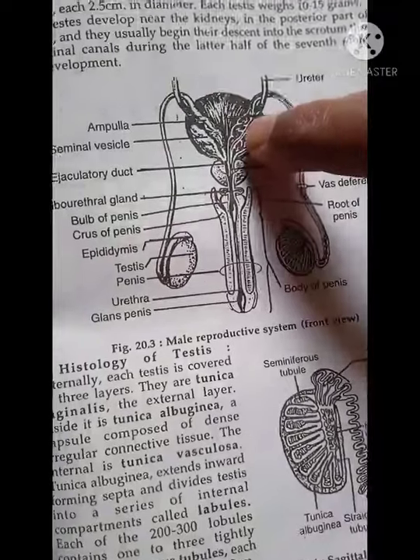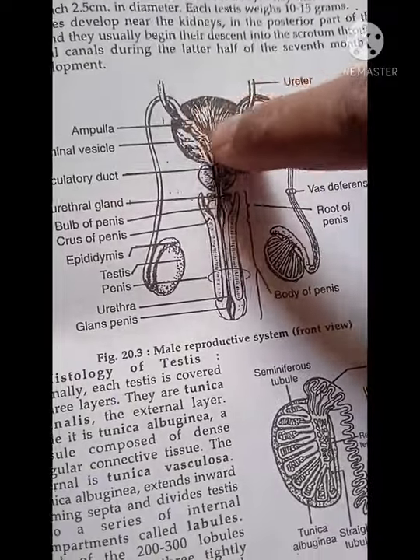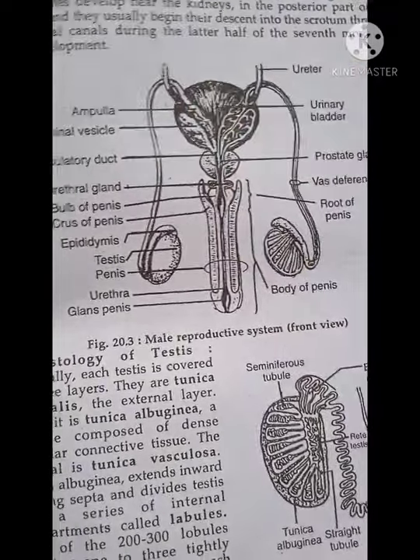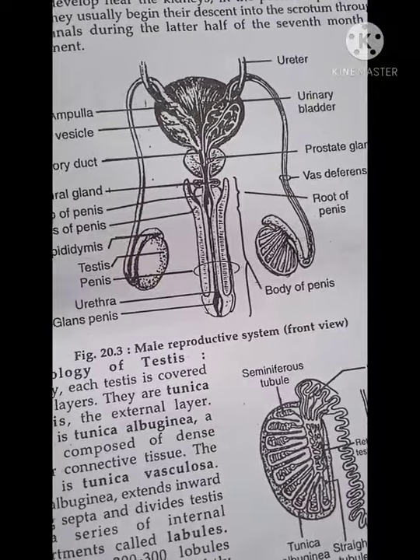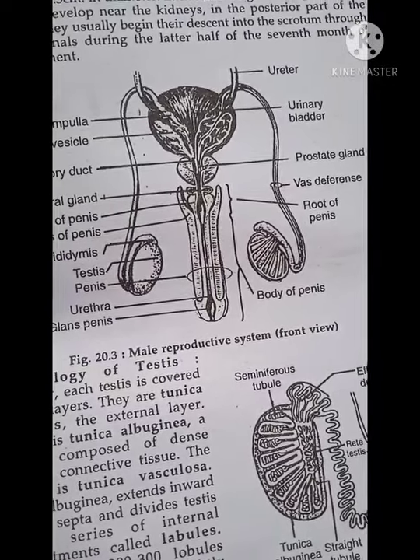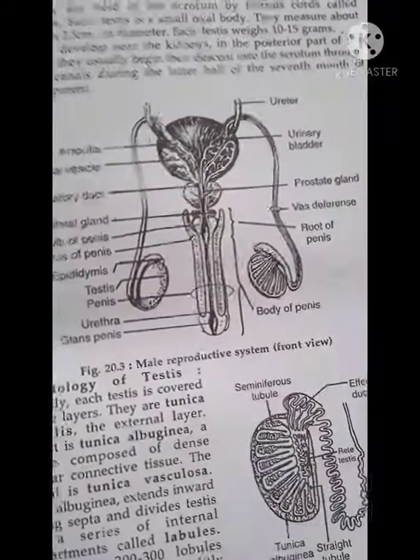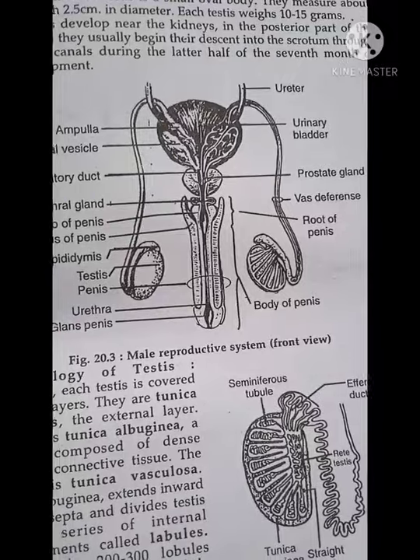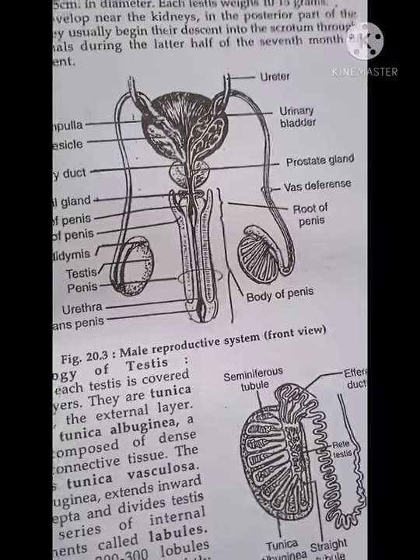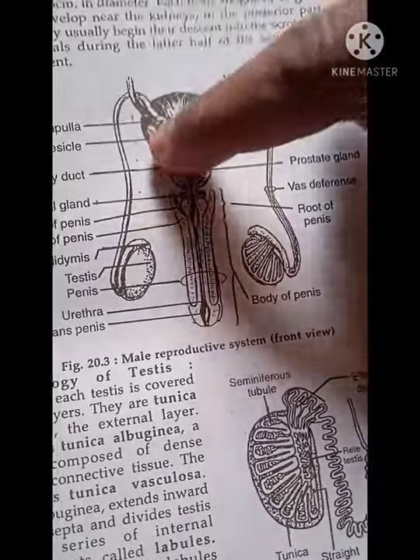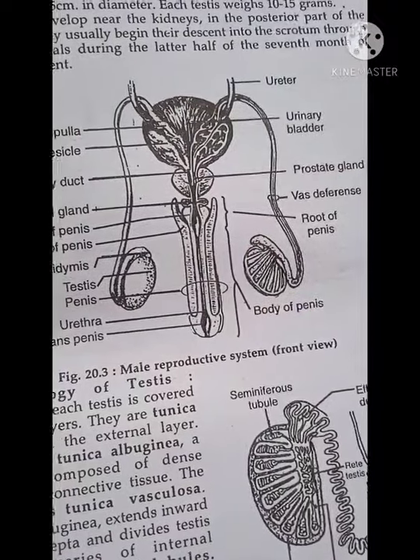You see here, this one, these are a pair of seminal vesicles which are white or cream colored, present on either side of the base of urinary bladder. This is the urinary bladder. At the base of urinary bladder, these are present.